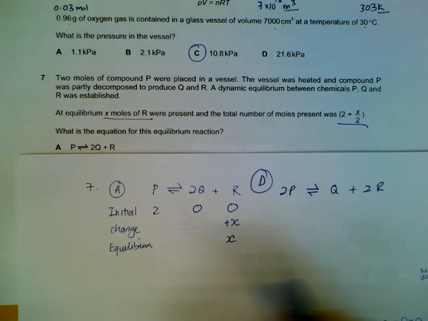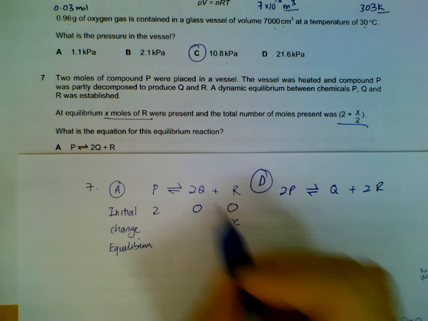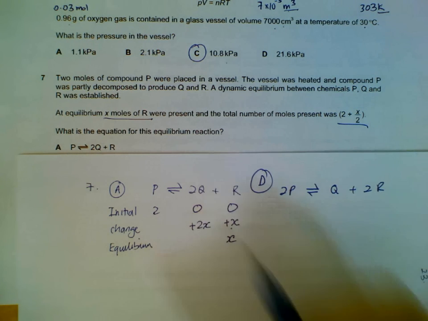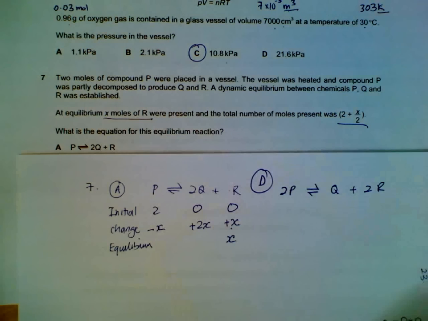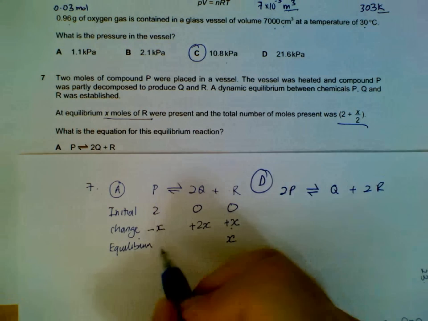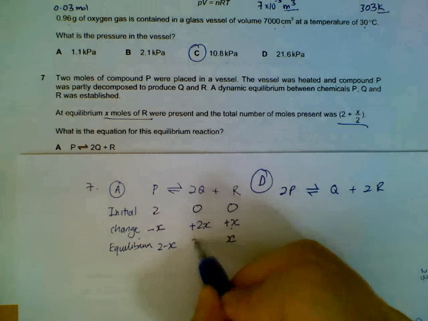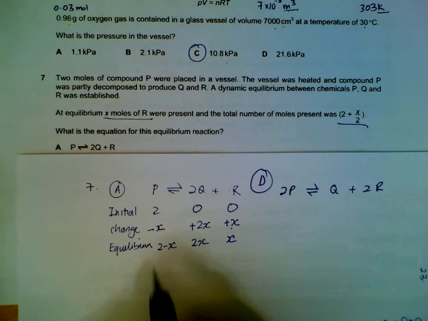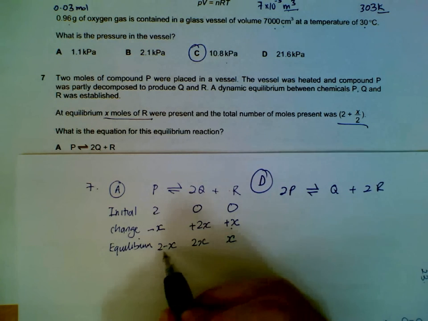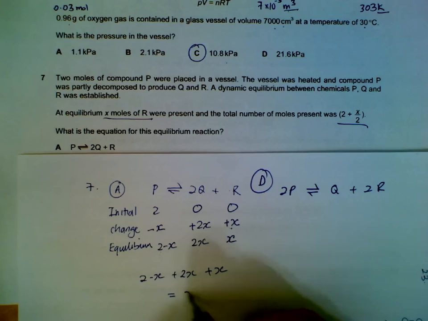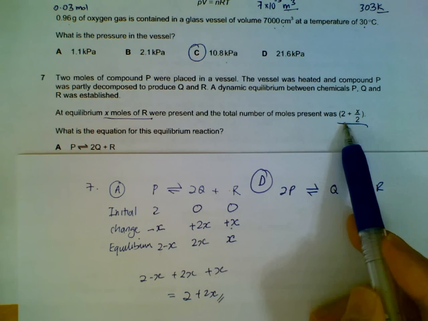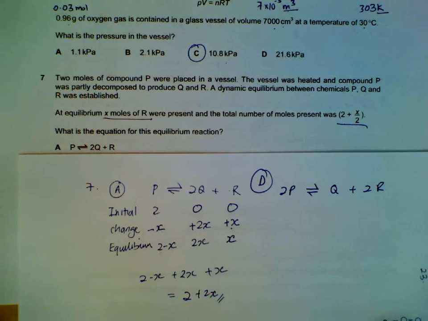And then we can fill in the change for the rest of them. This is plus x. This will be 2 times x. This is 1 to 1 for P and R, so P will have decreased by x. Then we put the initial and change together, and we have the equilibrium amount here. We total them up: 2 minus x plus 2x plus x, we get 2 plus 2x, which is not what we want. We want 2 plus half x. So A is out.